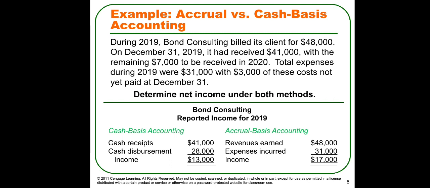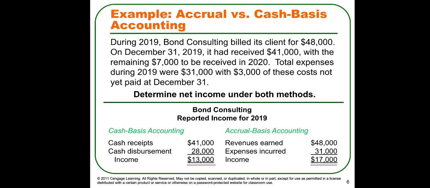So see, Bond Consulting billed its client 48,000. By December 31st it had received 41,000. So cash received is 41,000. So that is the revenue. You can see here, under cash basis accounting, the revenue is 41,000. The revenue is the cash receipts.